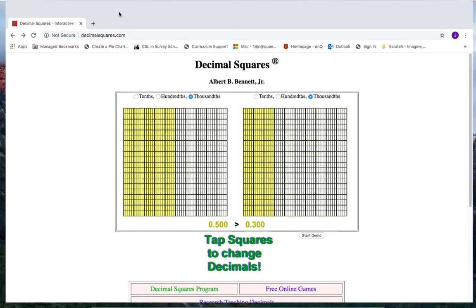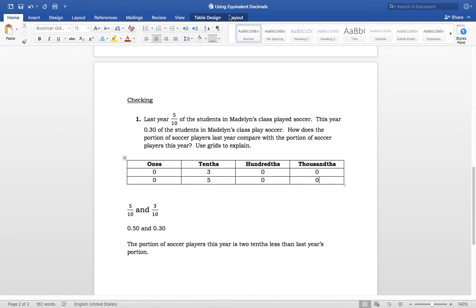So let's go back to our question. It asked, how does this portion of soccer players from last year compare to this year? Well, if we're comparing the fractions, last year 5 tenths of the students were playing soccer. This year 3 tenths are. 5 tenths take away 3 tenths is 2 tenths. The same goes here. 50 hundredths and 30 hundredths. 50 take away 30 is 20 hundredths or 2 tenths. So the portion of soccer players this year is 2 tenths less than last year's portion.